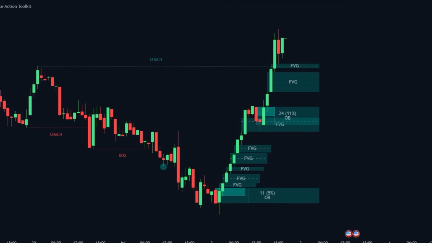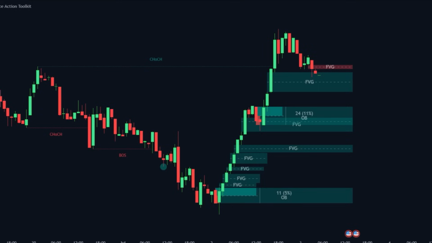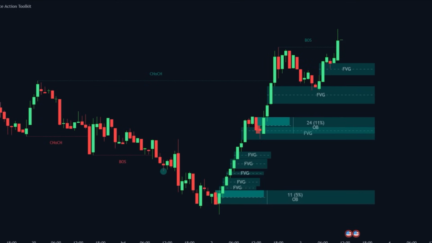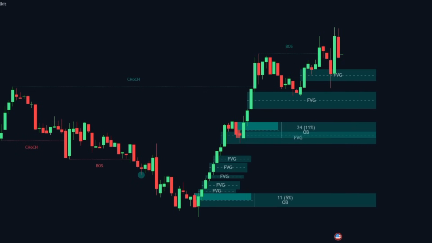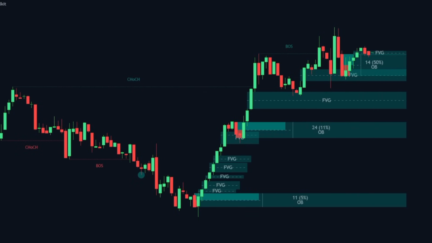You can think of them as price magnets. When price moves very quickly in one direction, it leaves behind an imbalance or inefficiency. Price often loves to come back and fill this gap before continuing its move. The toolkit draws them automatically, giving us a precise zone to watch.